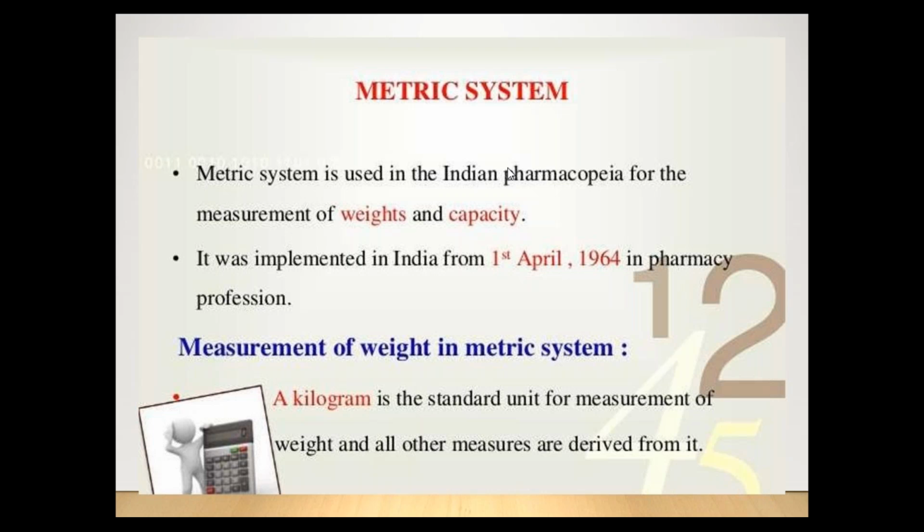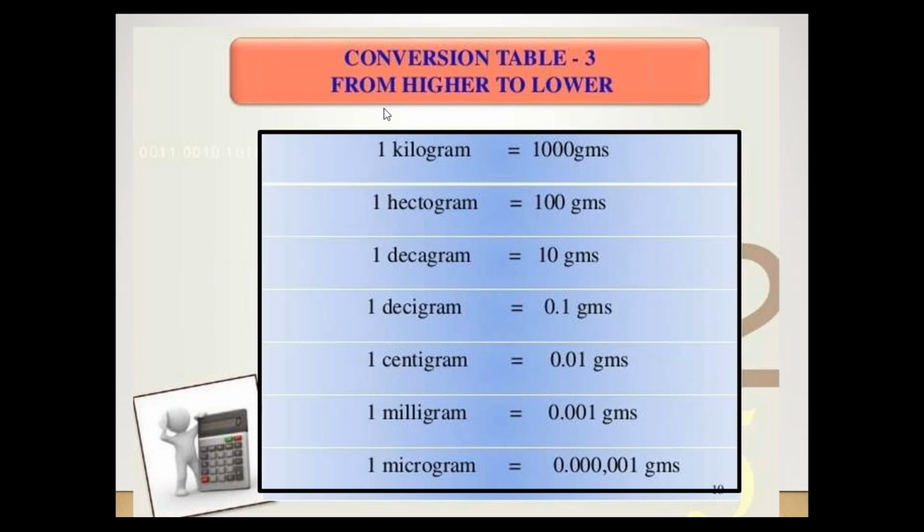Coming to measurement of weight in the metric system, what is the standard unit? As I said, it's kilogram. Kg is the standard unit, and you get all other measures from this. From higher to lower: 1 kg is equal to 1000 grams. Remember this. 1 hectogram is 100 grams. 1 deca means 10, so remember 10 grams. 1 deci is 0.1 grams, and 1 centigram is 0.01 grams.